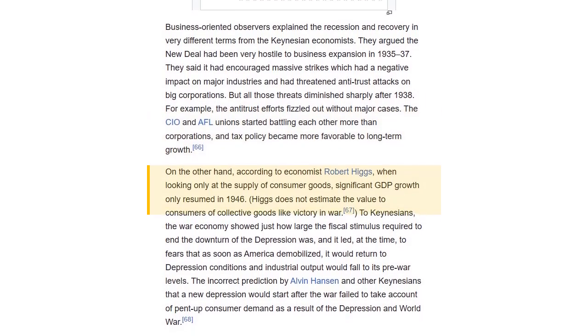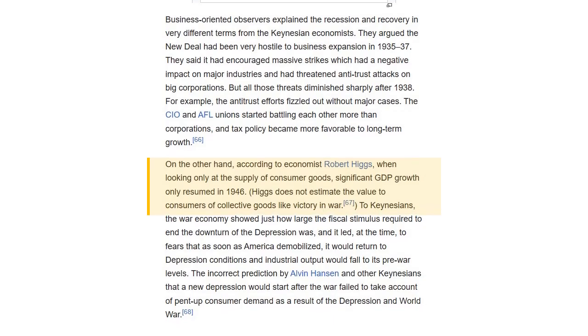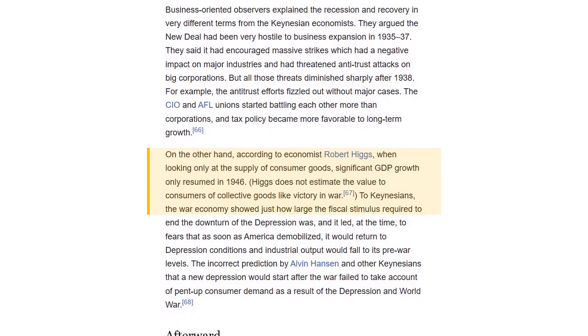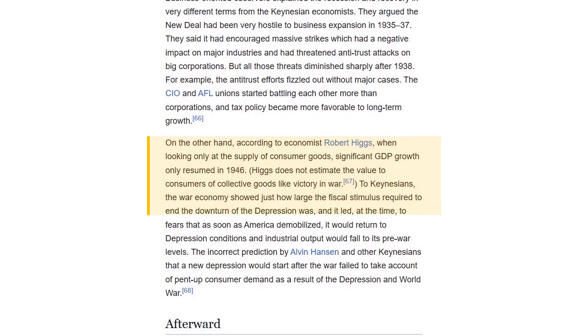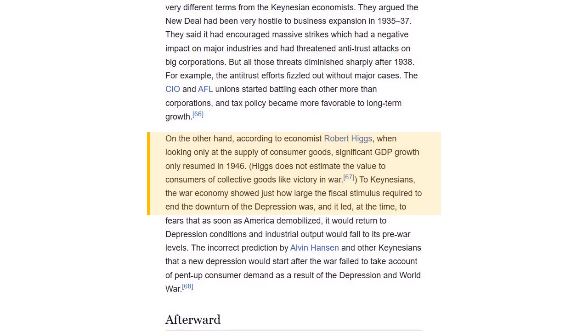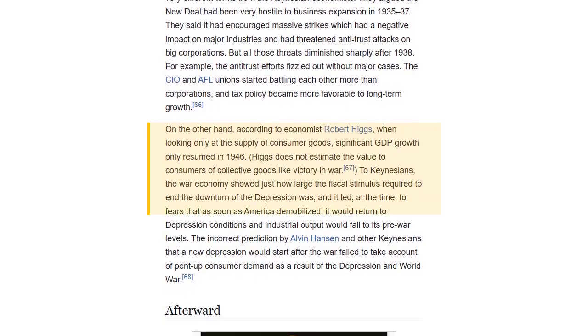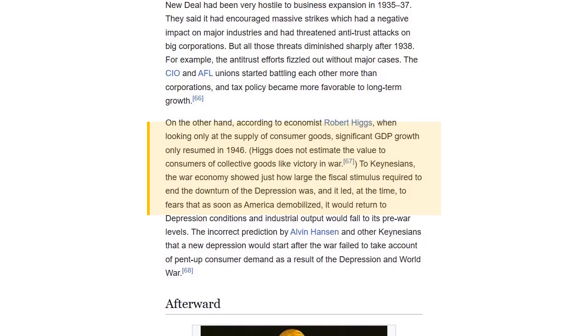On the other hand, according to economist Robert Higgs, when looking only at the supply of consumer goods, significant GDP growth only resumed in 1946. Higgs does not estimate the value to consumers of collective goods like victory in war.